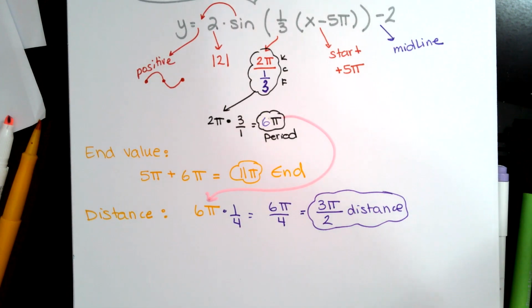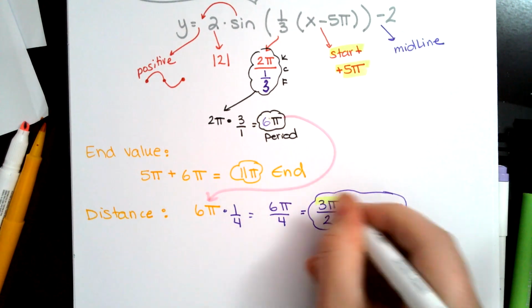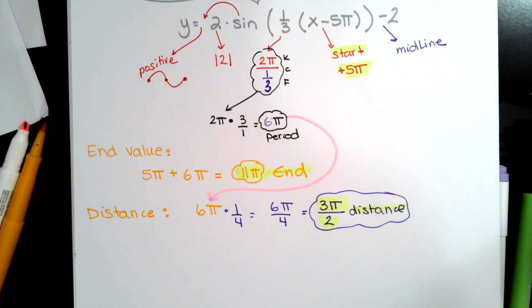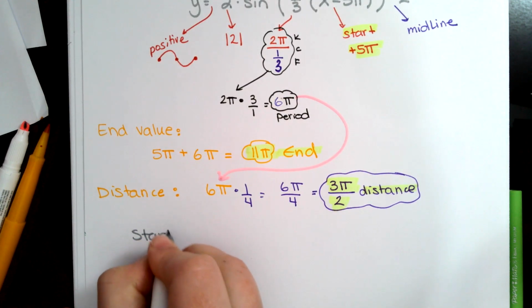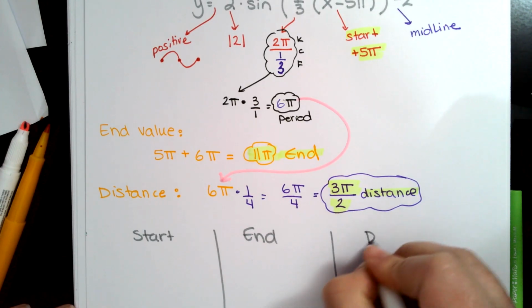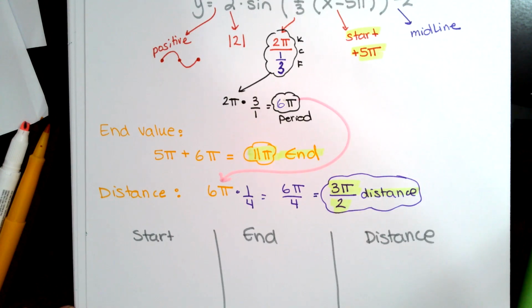Now, again, if you take a look at our distance, our start, and our end, they're not common denominators. So once again, we need to do common denominators with those 3 values. And this just helps with the graphing. It's just a little bit easier this way.